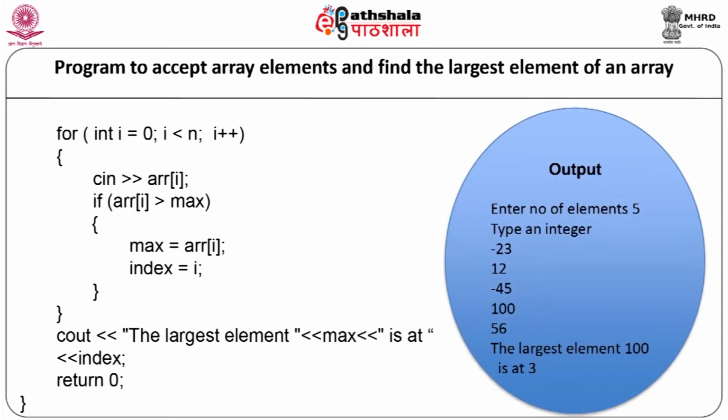First, it will ask the number of elements. Suppose the user enters 5, it will give the second message, enter numbers. Suppose the user inputs the numbers as minus 23, 12, minus 45, 100 and 56. Then the result will be displayed as the largest element is 100 at position 3.